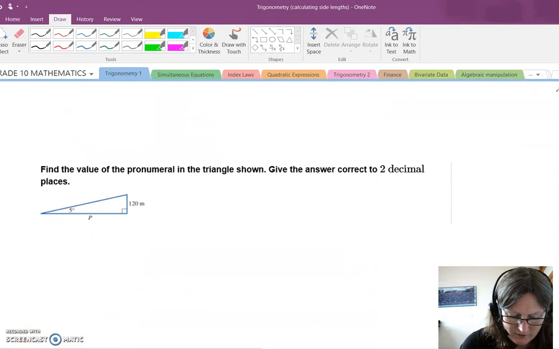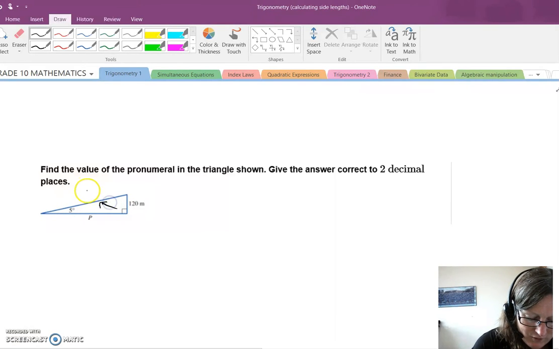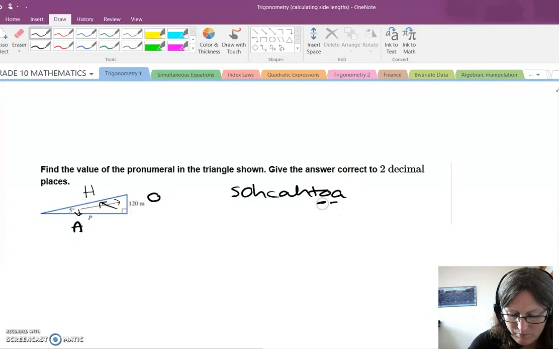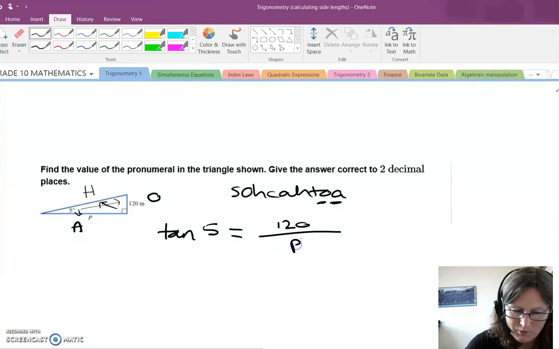Okay, one more example. In this triangle, it wants us to find the value of P. So, here is our marked angle. The side opposite the right angle is the hypotenuse. The side opposite the marked angle is opposite. The side next to the marked angle is adjacent. So, remembering SOHCAHTOA, we have information in this case about the opposite and about the adjacent, so we use our tan ratio. So we write tan of 5 is equal to opposite on the top, adjacent on the bottom.